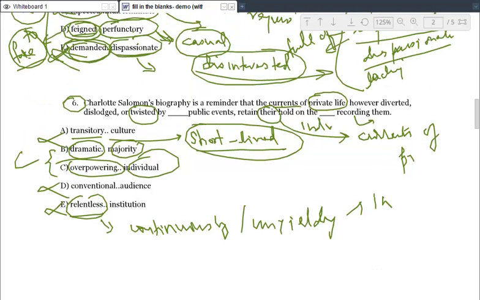Recording them here means noting them, suffering through them. Recording them, noting them down, you know. So when you suffer privately, the suffering that you are going through will retain their hold on you, right? Recording them basically means noting them down on a paper or remembering them, something like this basically.